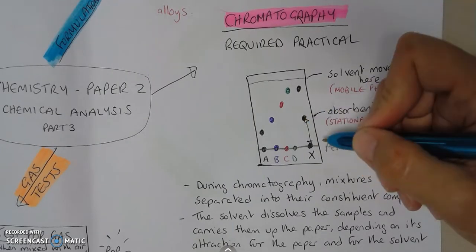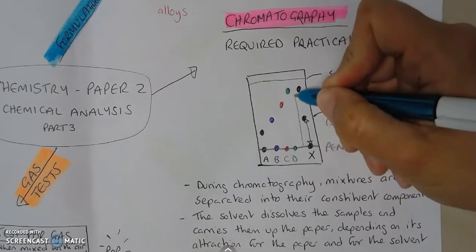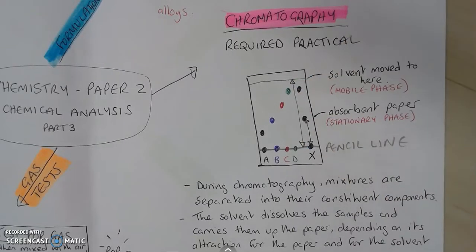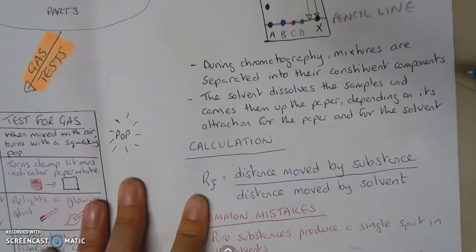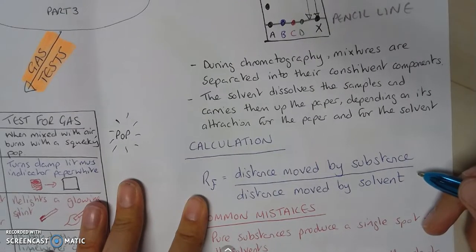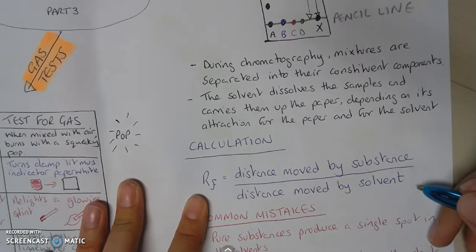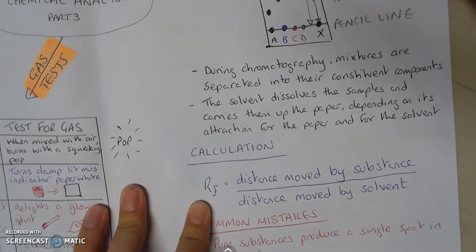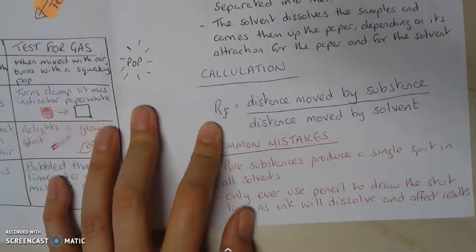And then I go from the line here all the way up to the line at the top, and that is the distance moved by my solvent. I take those 2 numbers and I put them into this calculation. Distance moved by substance divided by distance moved by solvent, and I get an RF value. And the RF value is always 0 point something.